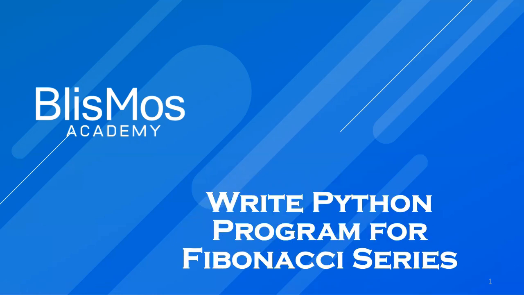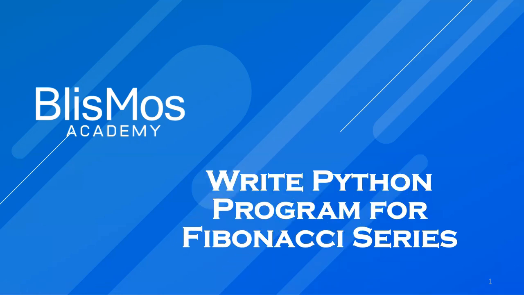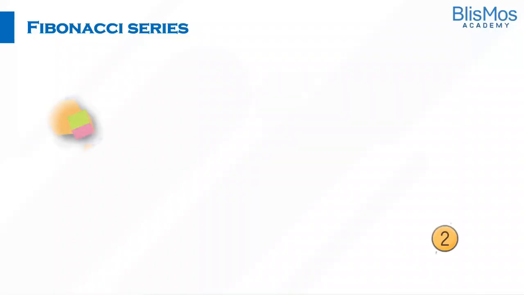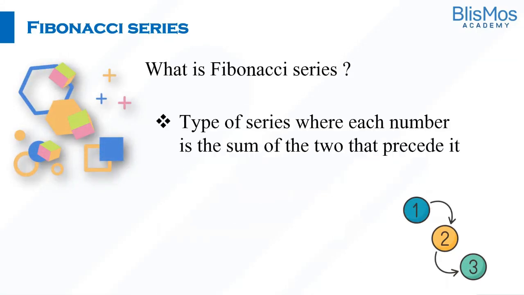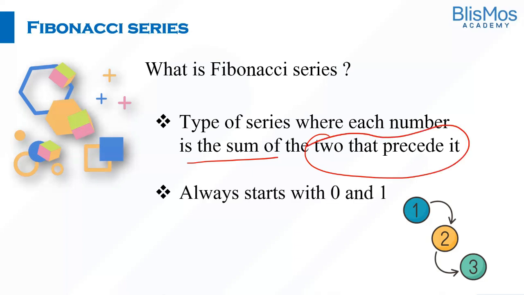As a part of this video, we'll understand how to write a Python program for Fibonacci series. So what is Fibonacci series? Very simple. It is a type of series where each number is the sum of the two that precedes it. And it always starts with the 0 and 1.